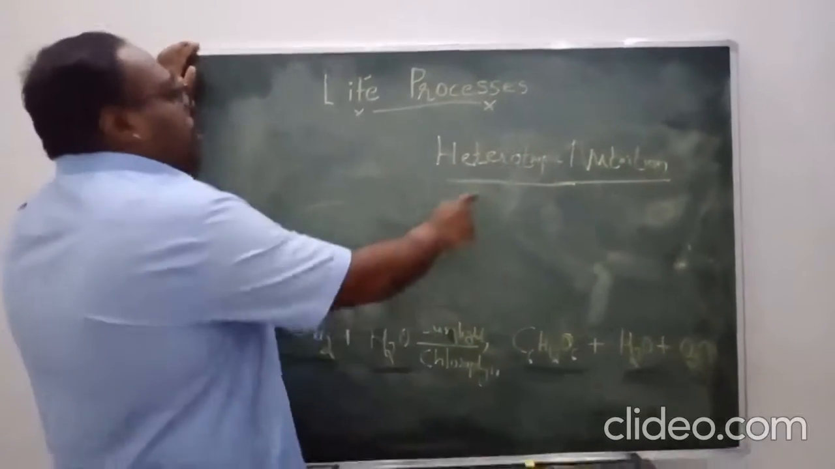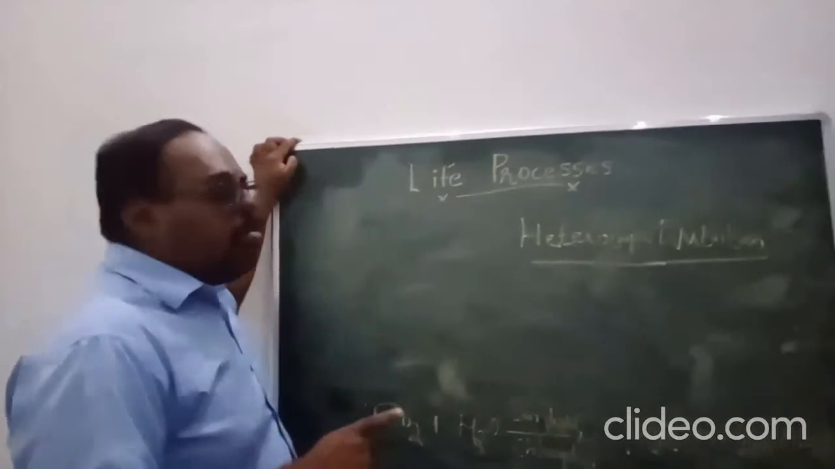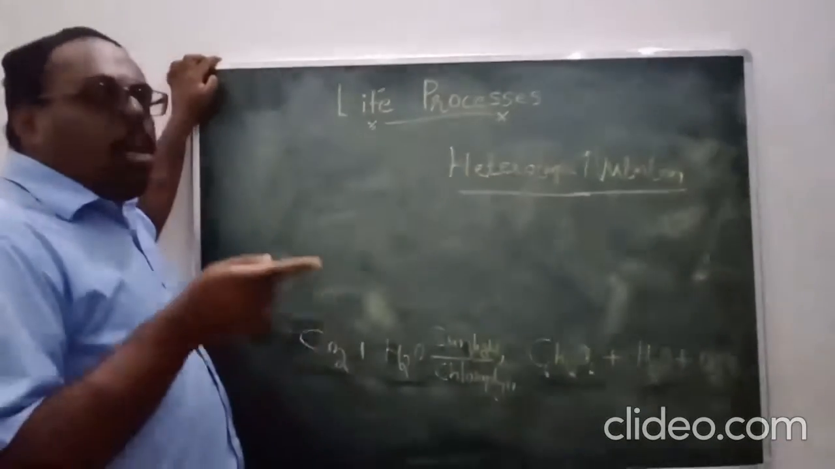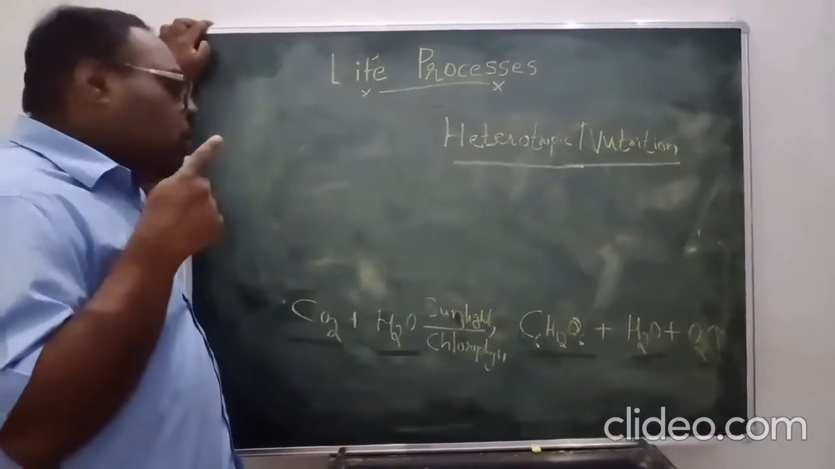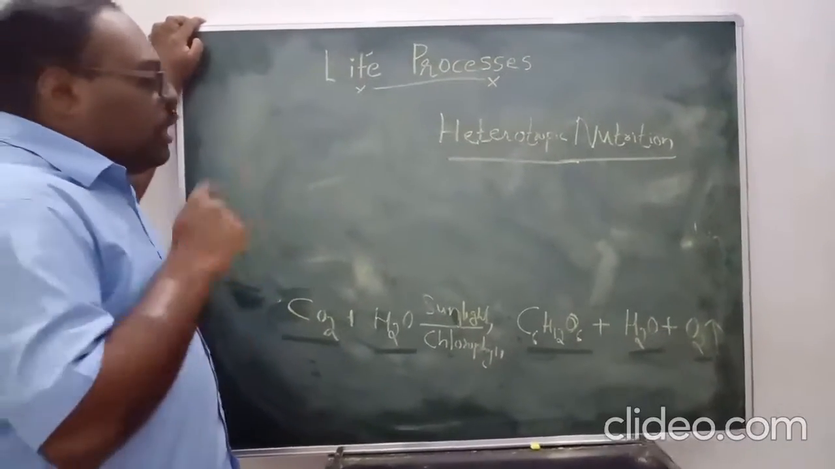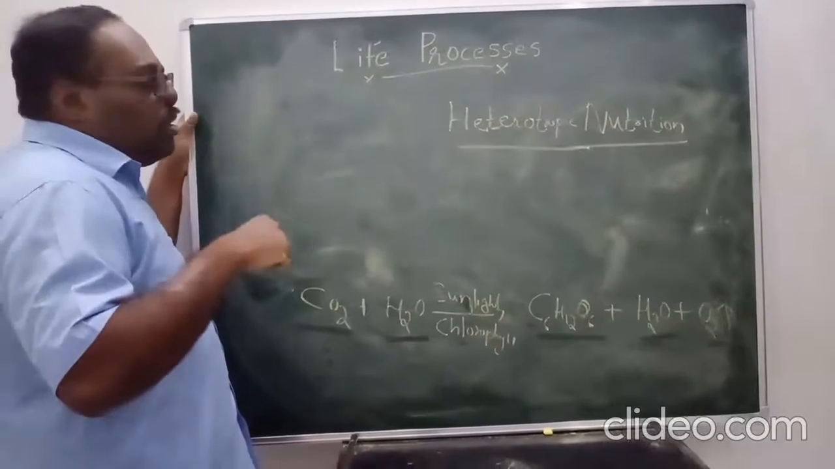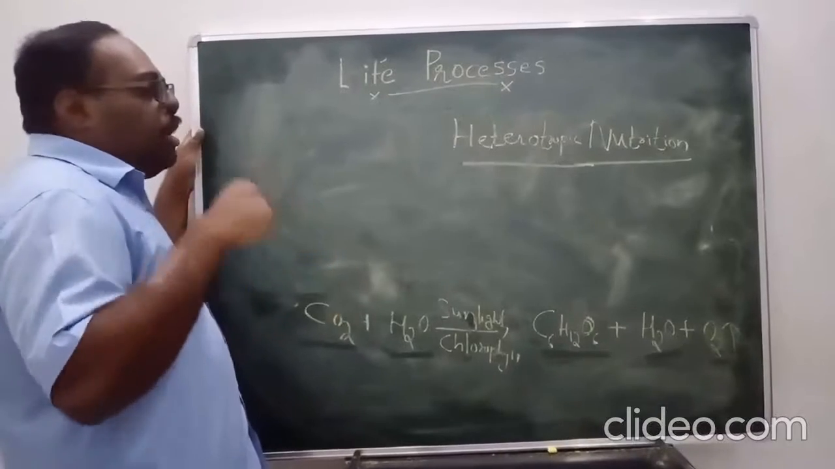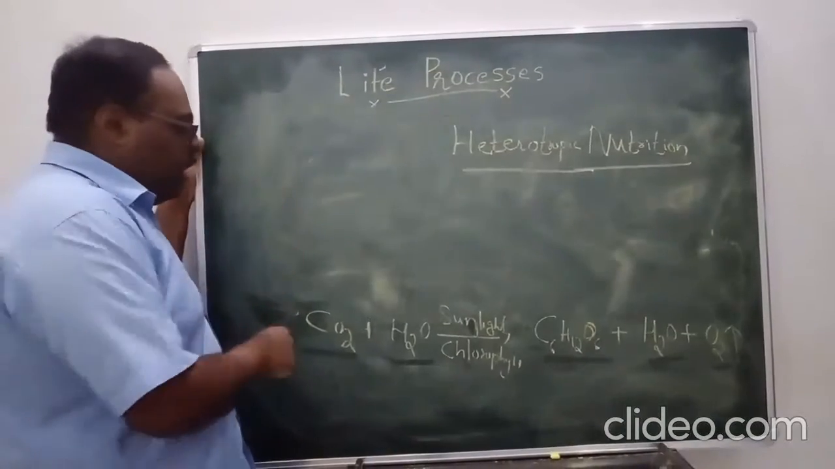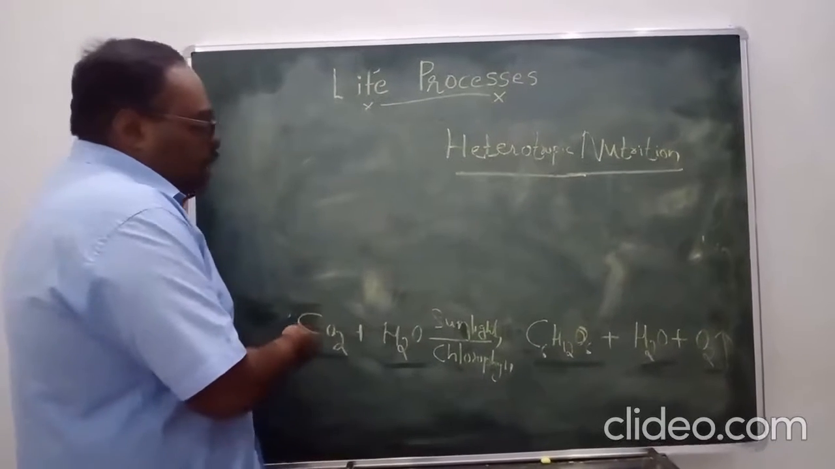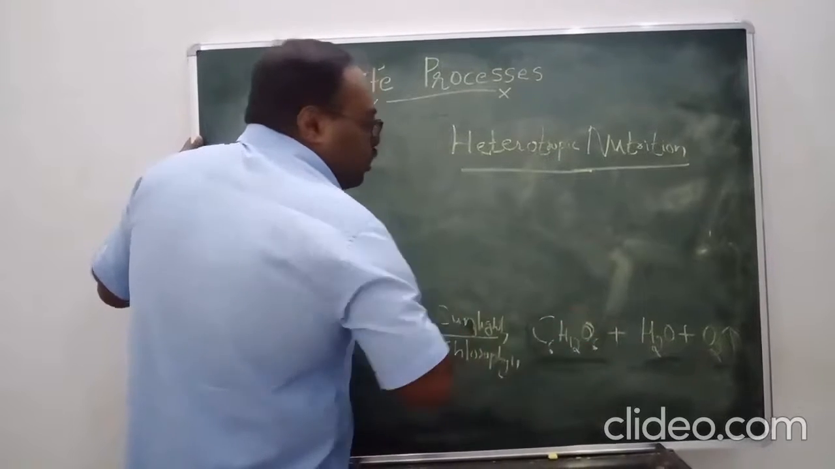Next we will move to heterotrophic nutrition. Heterotrophic nutrition means any organism that depends upon other organisms for their products or for food. For example, the chief producer that makes food for this entire universe, we have only one, that is the plant. And in plants, as we discussed earlier, through this reaction, starch will be produced.